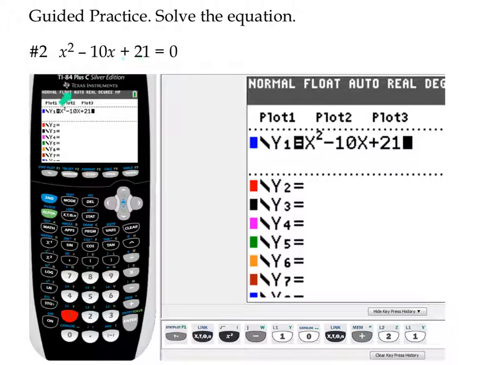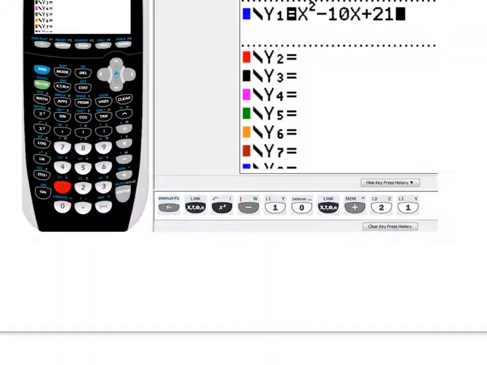So it's set equal to 0, so I'm going to enter the equation into my y equals screen on my calculator. You'll notice down here, these are the buttons that were pushed to go through these steps. So we're going to enter our y equals, and then you can see we do x squared minus 10x plus 21. These are the buttons you can follow to make sure you've got your equation entered correctly.